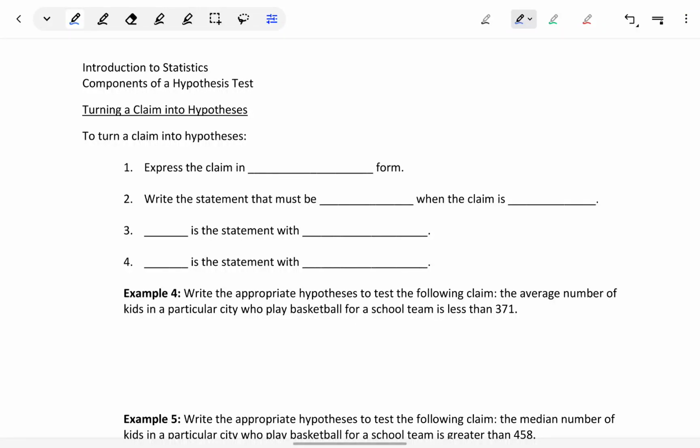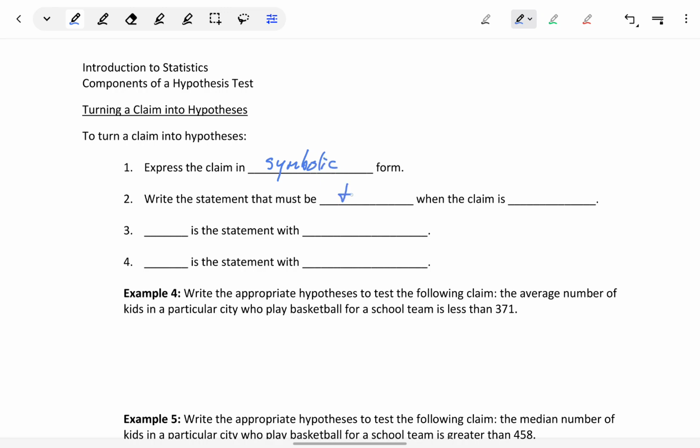We don't just naturally start with these hypotheses. Where we actually start is with a claim, and so we need to look at how we take a claim and translate that into how we construct these two hypotheses. So once we state a claim, we want to express that claim in symbolic form.